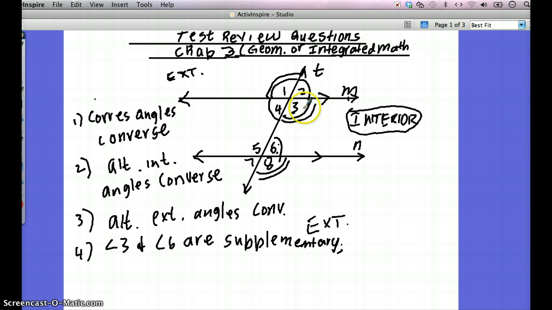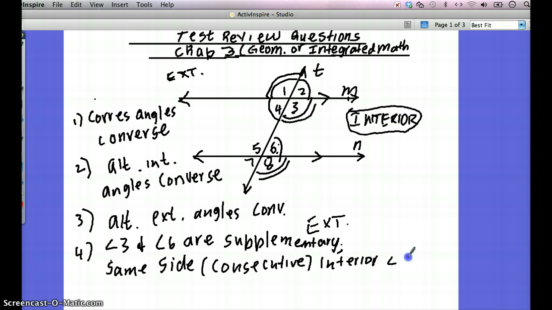Then the two lines would be parallel, and this one would be called the same side, or the book called it the consecutive interior angles converse. So those are the 4 ways of proving that lines are parallel.